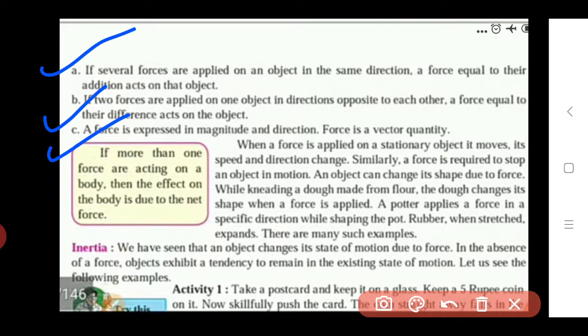We see the next point in this. If more than one force is acting on a body, then the effect on the body is due to the net force. Meaning when a body has a number of forces acting on it, how do we calculate the force acting on that body? For calculating it, we have to add the magnitudes of all the forces which act on that body.